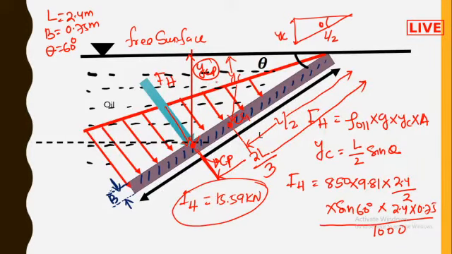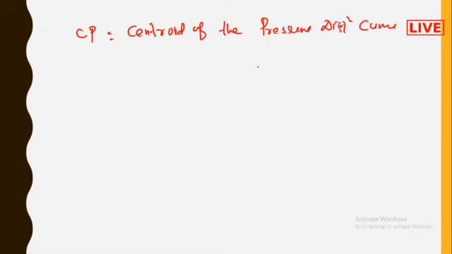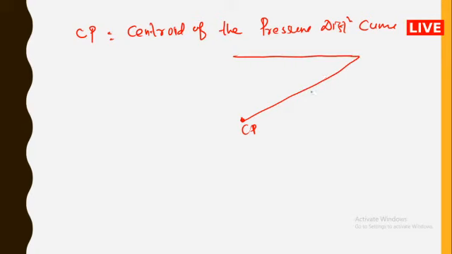But we need to find out the center of pressure from the free surface. Center of pressure is measured from the free surface in the perpendicular direction. This inclined distance we know is 2L by 3. If theta is given to us, how can you find it out? This one is the free surface and this point is called the center of pressure. This length we know is 2L by 3, but we need to find out YCP, and this angle is given to us as theta.